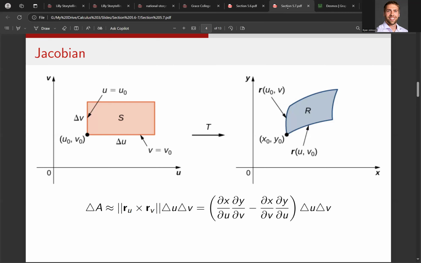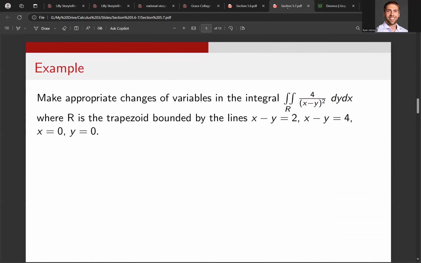Okay, so I'm going to walk you through this one. We're going to do this integral of 4 over x minus y squared, where R is a trapezoid bounded by the lines x minus y equals 2, x minus y equals 4, x equals 0, and y equals 0. So what does that shape look like?